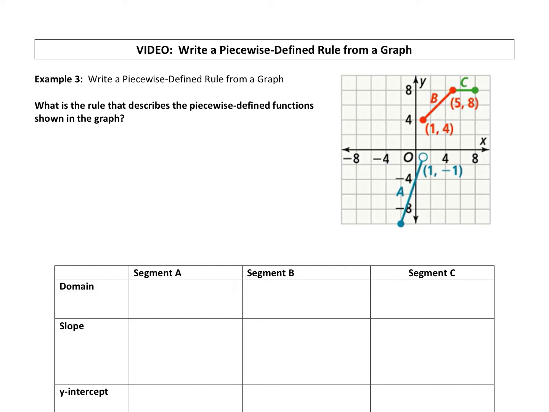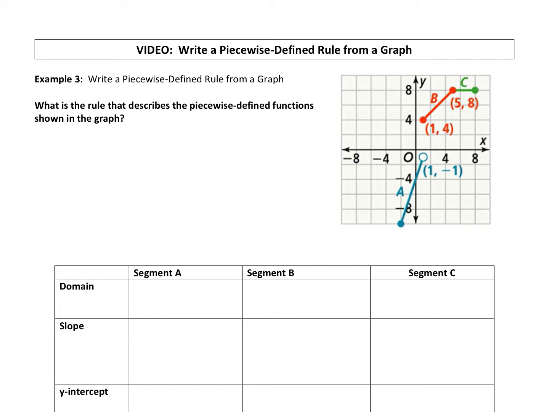All right, here's our last video for the lesson. You guys still with me? Hopefully we're trying our best to follow along and pay attention. Now we're going to write a piecewise defined rule from a graph. So kind of setting up this little table is pretty helpful.